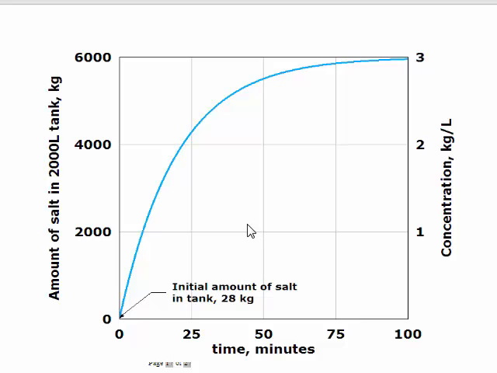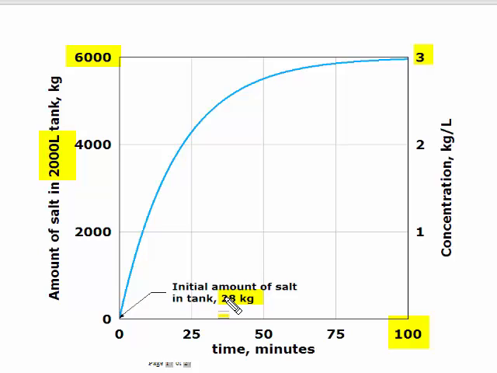And here's the result from the mixing problem. We started off with 28 kilograms of some dissolved substance in this tank of 2,000 liters. In about 100 minutes we're fairly close to the equilibrium value of 6,000. You can also run this in kilograms per liter, remember, by dividing by volume, and the equilibrium amount then would be 3.